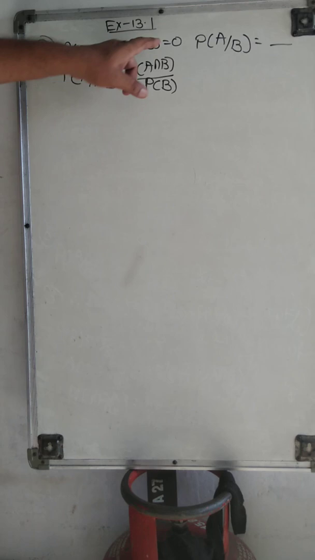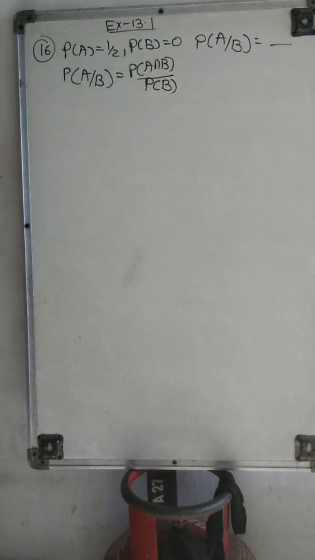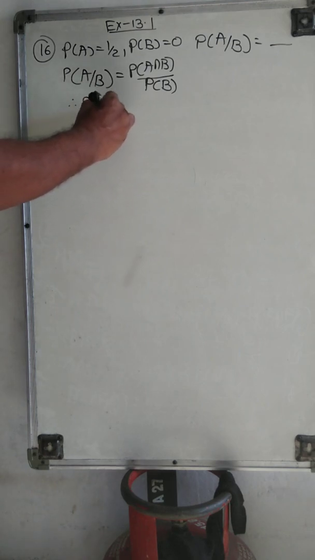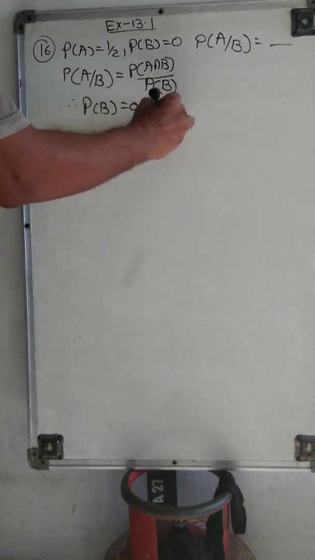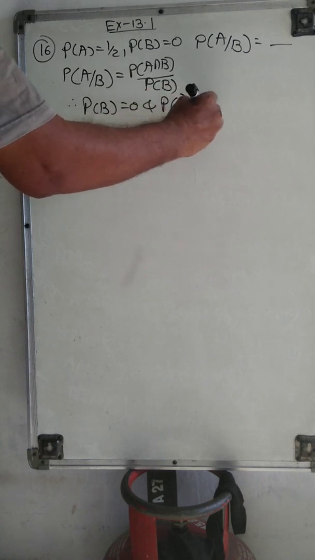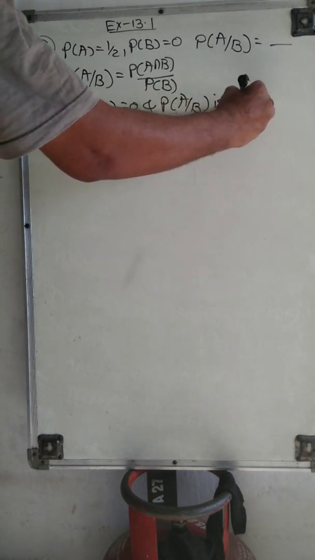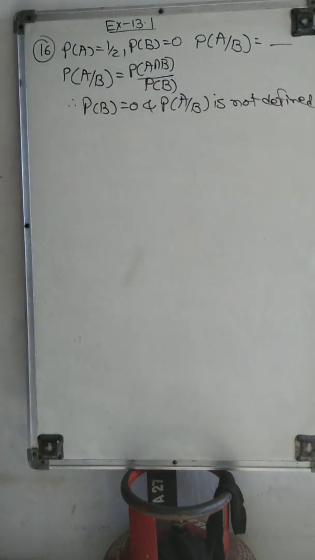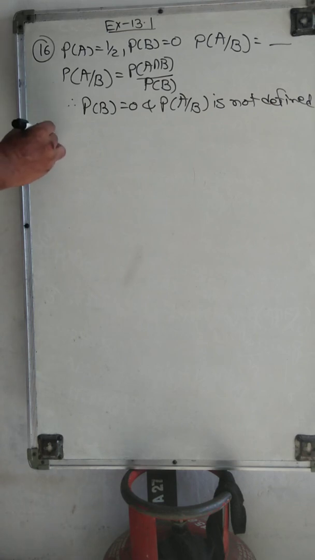Therefore here, if we see that the denominator is 0, which is not defined, therefore we can say that P(B) is equal to 0 and P(A|B) is not defined. So this way the 16th MCQ is completed. Now we go for the 17th one.